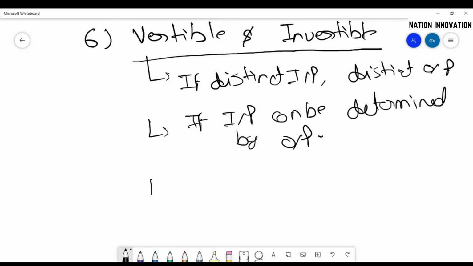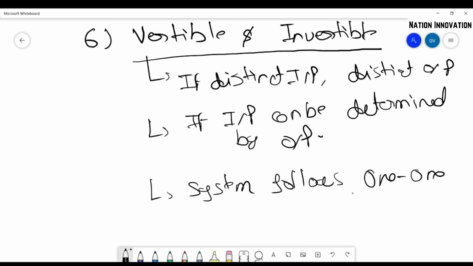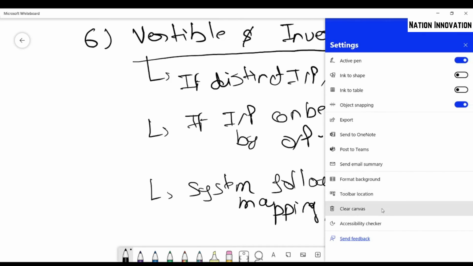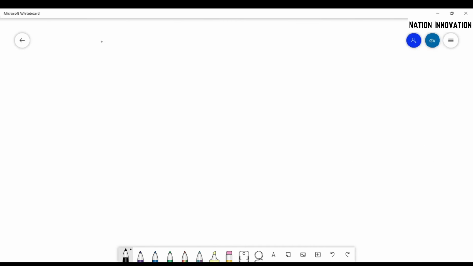If the system follows one-to-one mapping, then it is an invertible system. Now let's take examples to understand this invertible and non-invertible system.